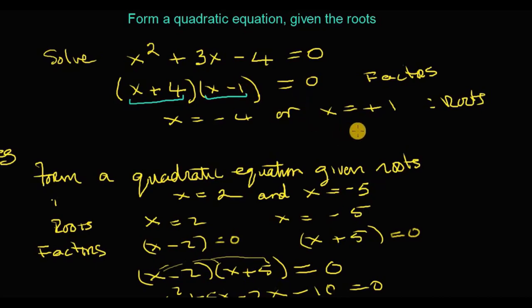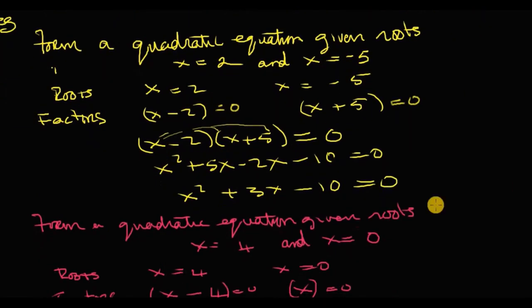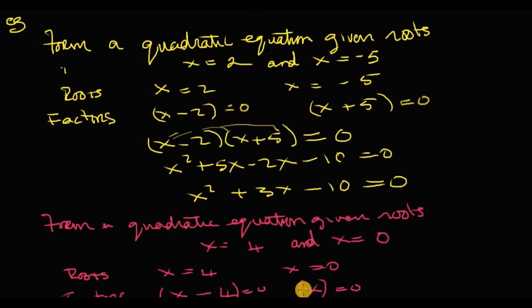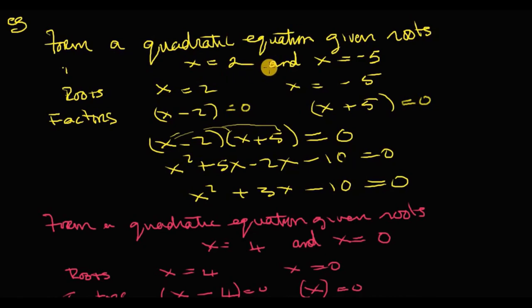And x plus 4 and x minus 1, those are the factors. So if I give you the roots, you should be able to work backwards to work out what the quadratic equation is. So let's have a look at an example. The question might be, can you form a quadratic equation given the roots x equals 2 and x equals minus 5?